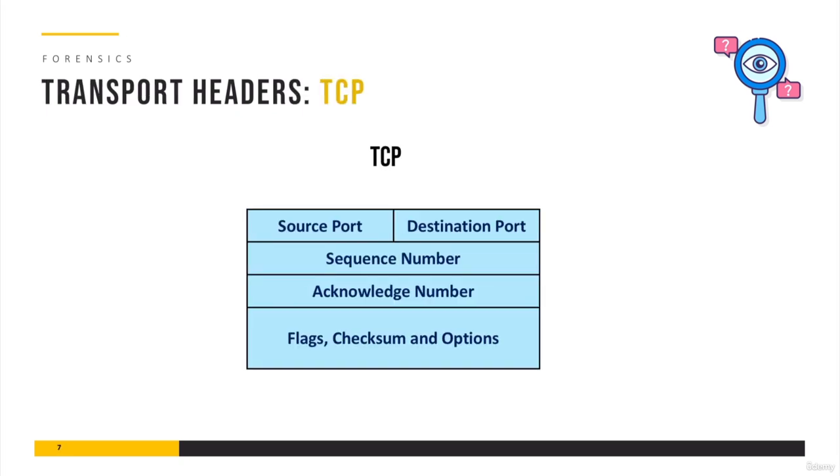Moving on, another important header. So DNS was at the application layer. The next layer is the transport layer. And on the transport layer, we usually have either the TCP header or the UDP header. The TCP header is the most commonly used one. So let's go with that.